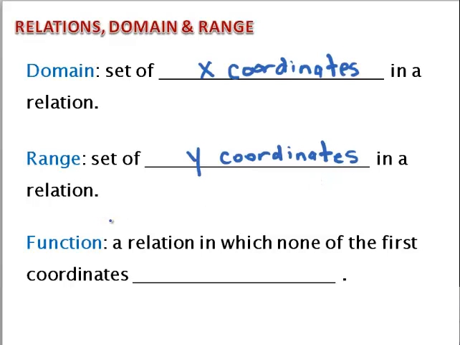Now a function, what's a function? A function is a relation in which none of the first coordinates repeat, or no X's repeat. So each X has exactly one Y. No X's repeat. Alright, I hope that makes sense to you.